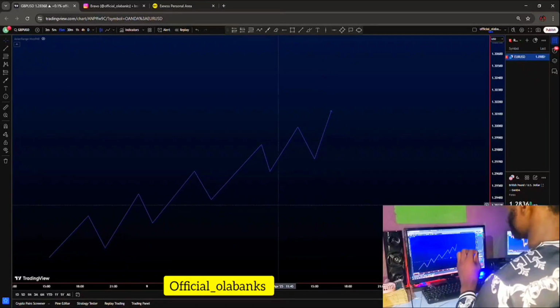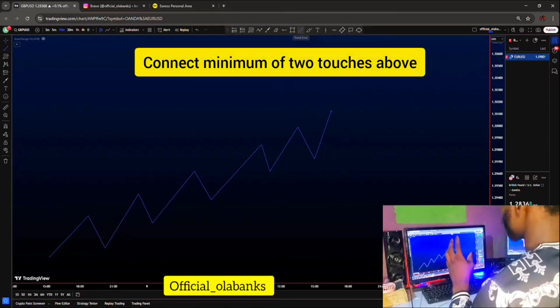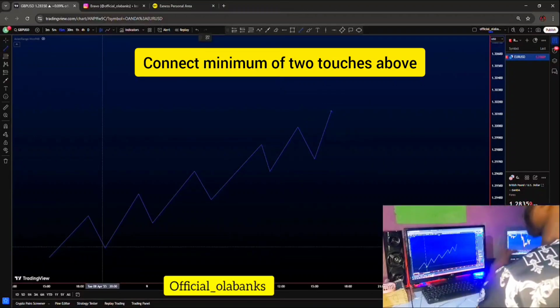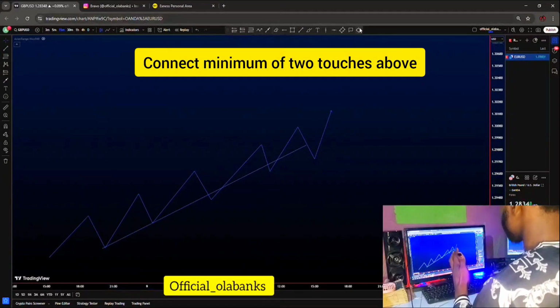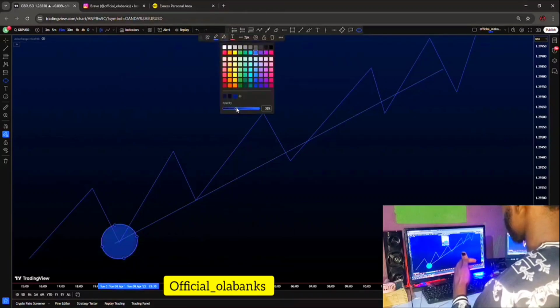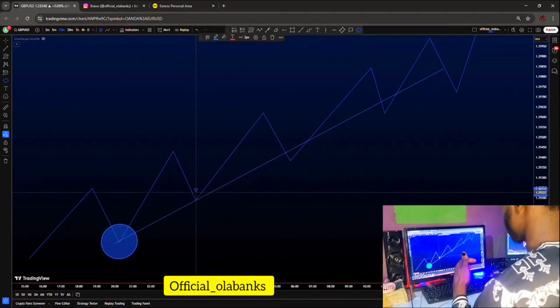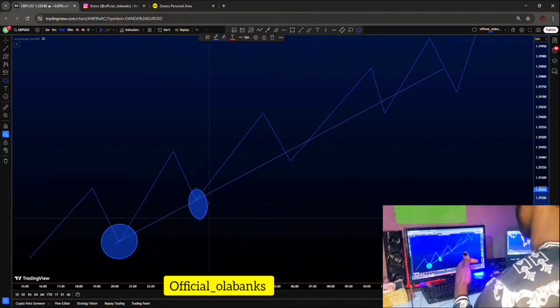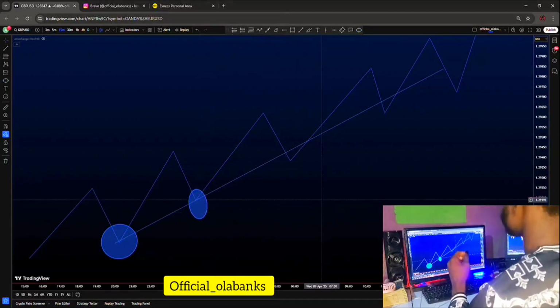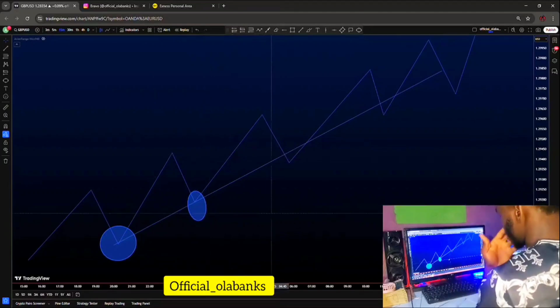How to draw your trend lines properly is connecting at least 2 or 3 touches, minimum of 2 touches. This is our first touch here. I'll just make it kind of thick. This is our second touch here, and so I'll just use 2 touches actually.